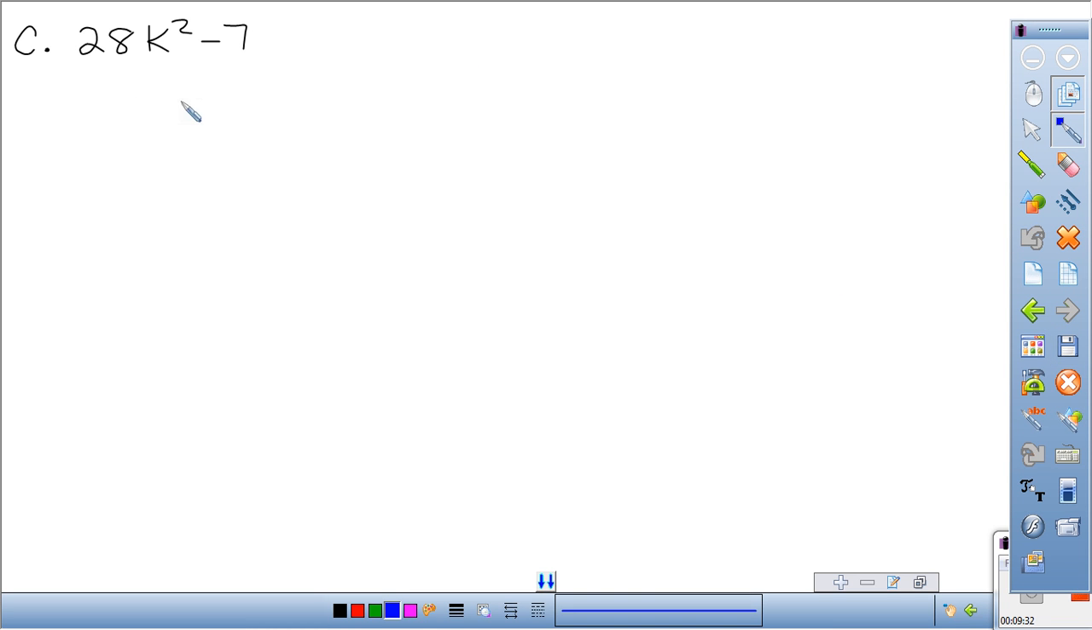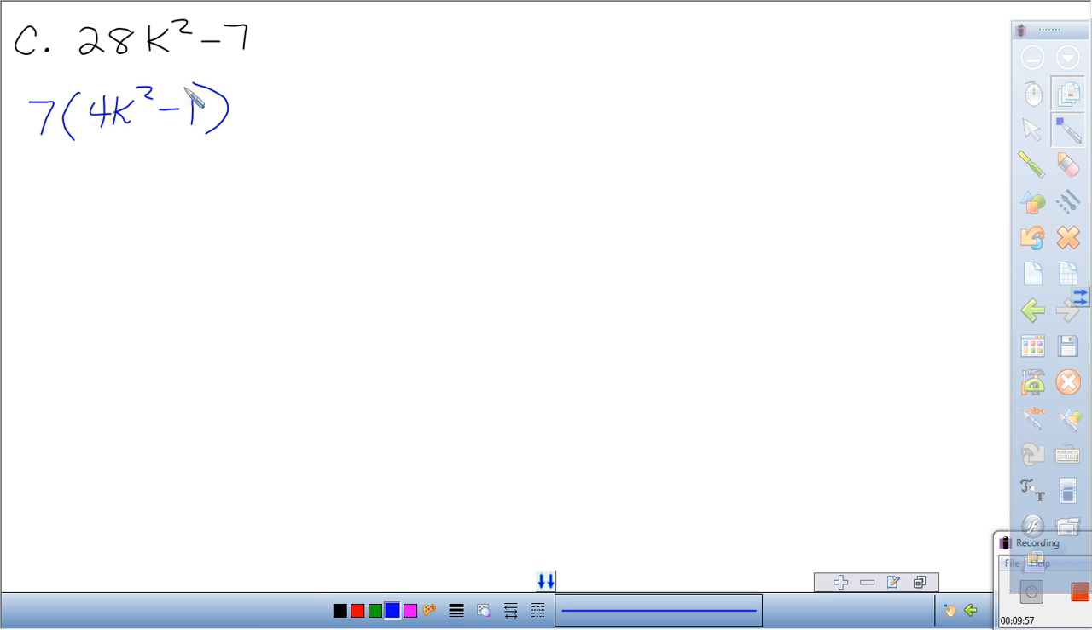Let's try one last example from example 5. Again, you see this is not the difference of two squares. 28 and 7, neither one are perfect squares. So we again have to pull out a common factor. I notice that 28 and 7 both have a common factor of 7. So I'll pull out 7. 7 times 4k squared gives me 28k squared. And 7 times negative 1 gives me negative 7.